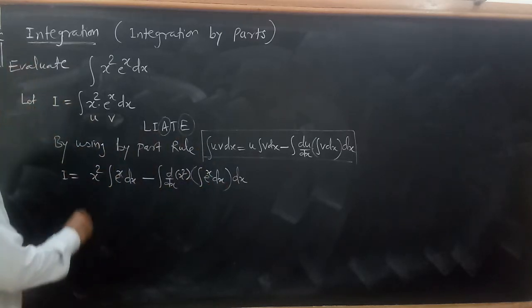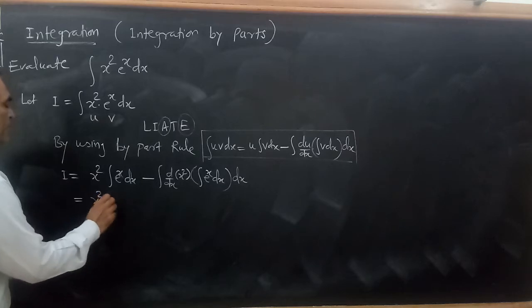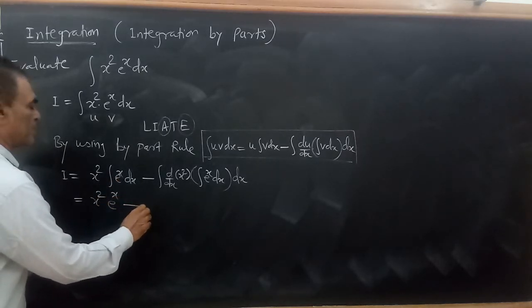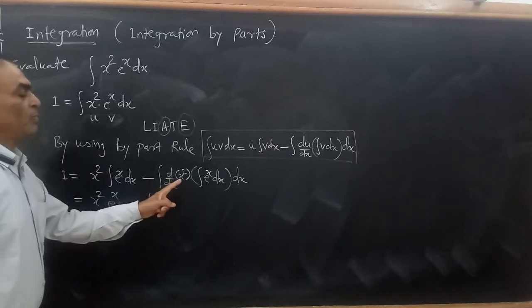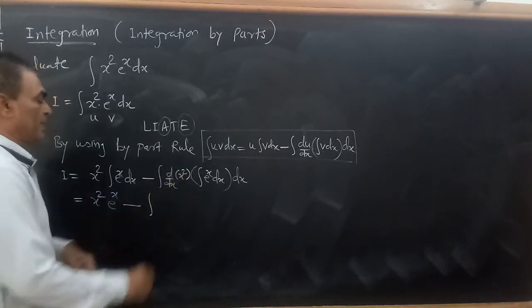Then take integration, you will get x square. What is integration of e raised to x? E raised to x. Integration of. What is the derivative of x square? That is nothing but 2x.